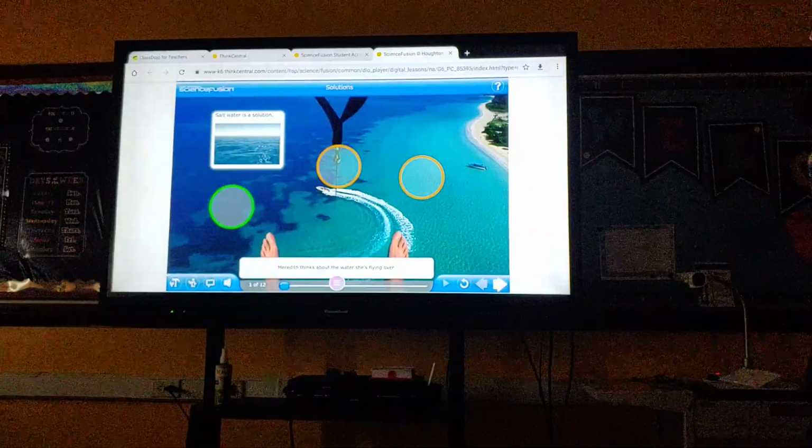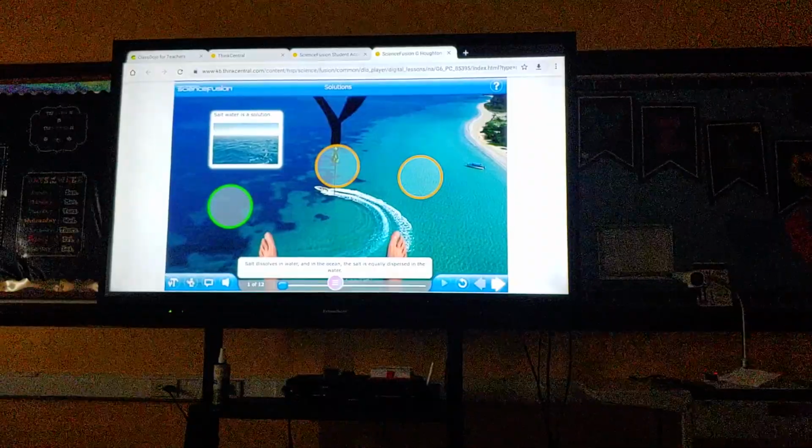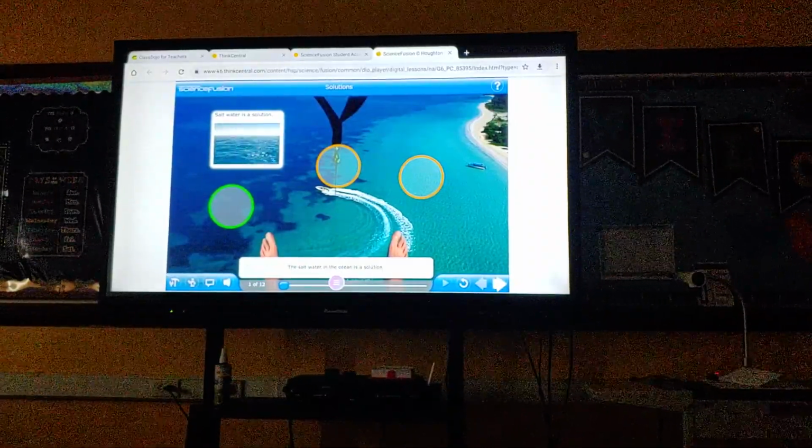Meredith thinks about the water she's flying over. She can almost taste the salt in the air. Salt dissolves in water, and in the ocean, salt is equally dispersed in the water. The salt water in the ocean is a solution.